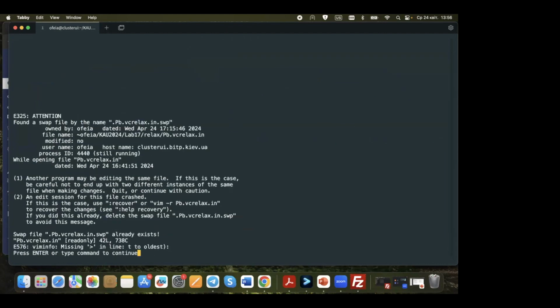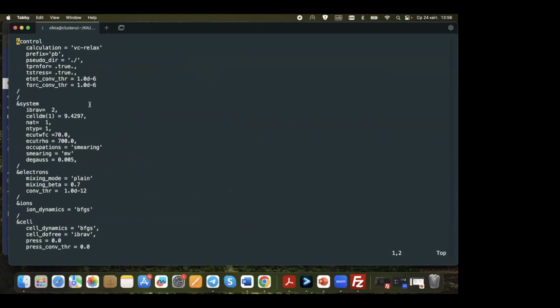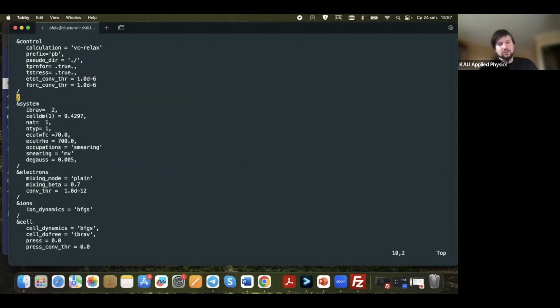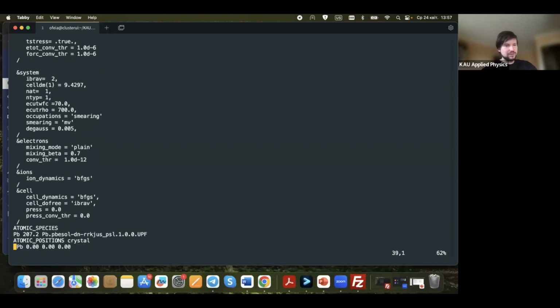So after the relaxation. Yeah, there are two of them. I hope that this won't lead to any syntax error. It just means it will not lead to any errors. It's not like something.